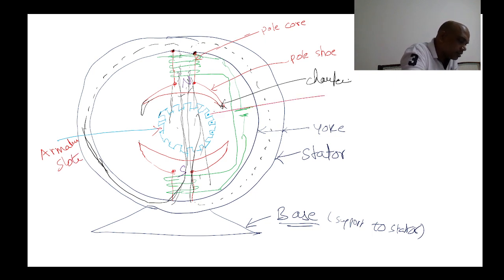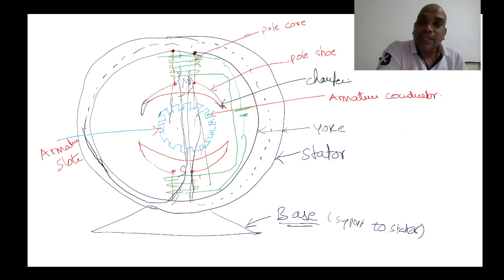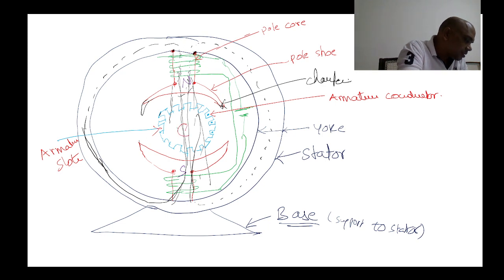This one is called the armature conductor. Armature conductors are placed in armature slots. This is the rotor shaft. The prime mover is attached here, and if it rotates, the rotor also rotates. If the rotor rotates, the armature conductors also rotate.